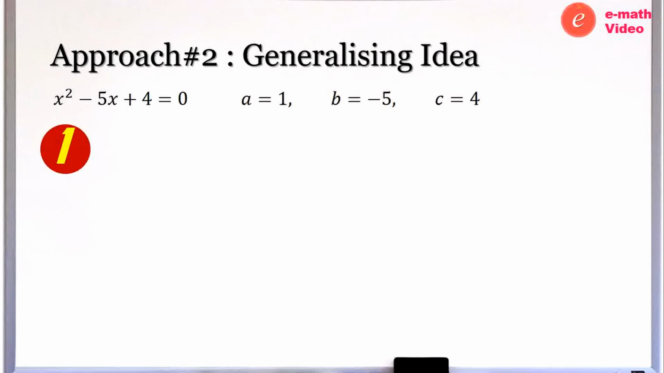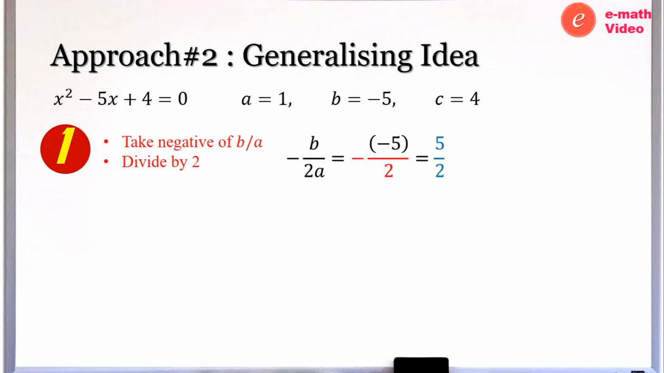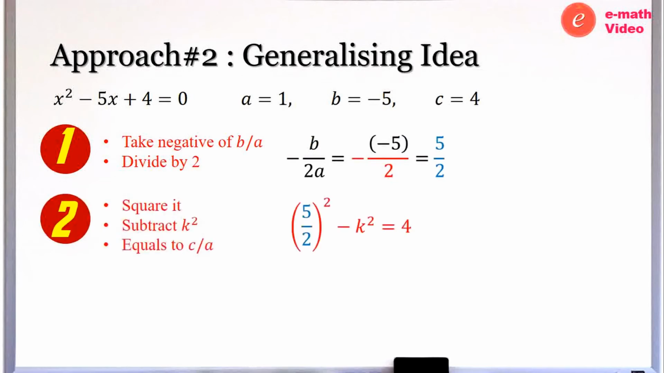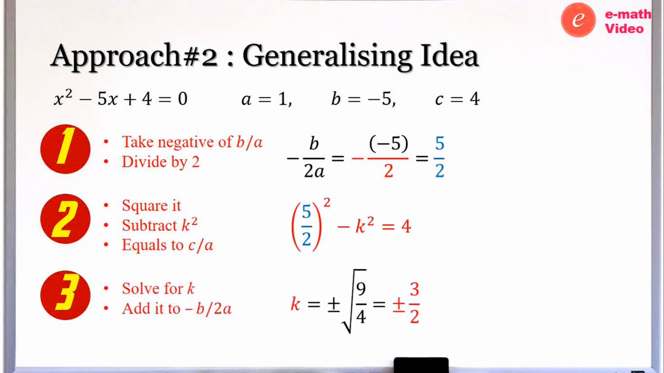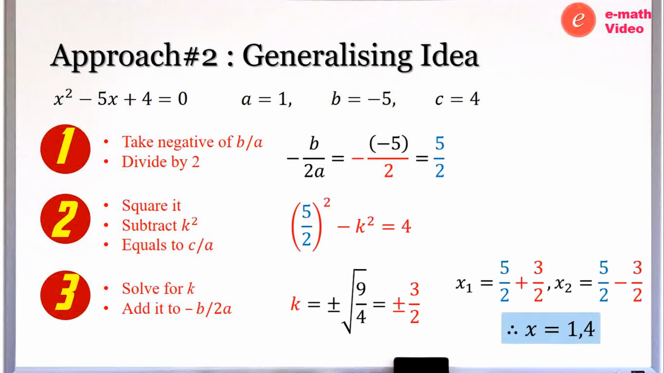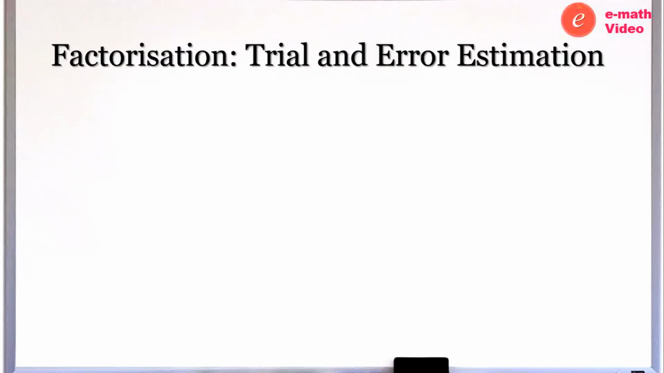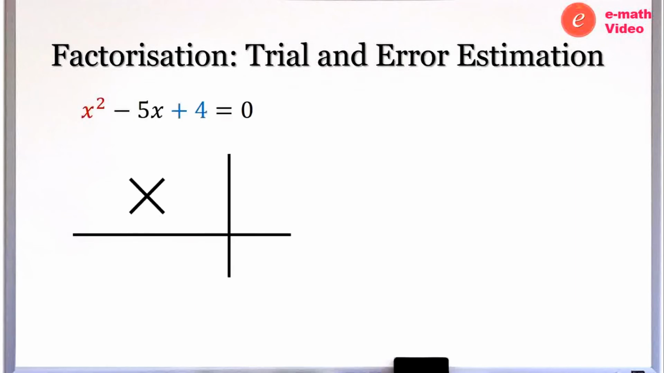Step 1. Take negative of b over a and divide by 2. Step 2. Square it minus k squared. Let it equal c over a. Step 3. Solve for k and add to 5 over 2 from earlier. And that's it. Now I'm curious, if we use the factorization method, how many trials and errors do we need to get this question done?